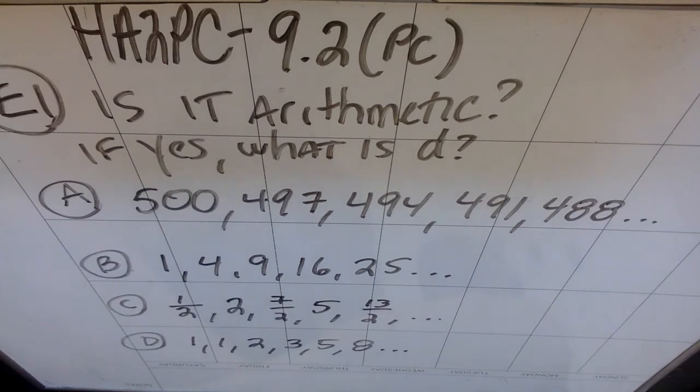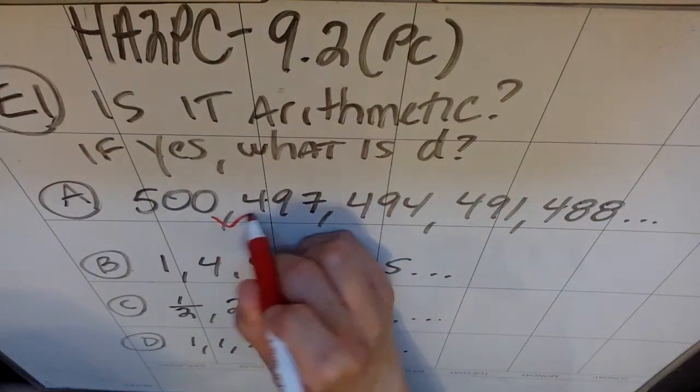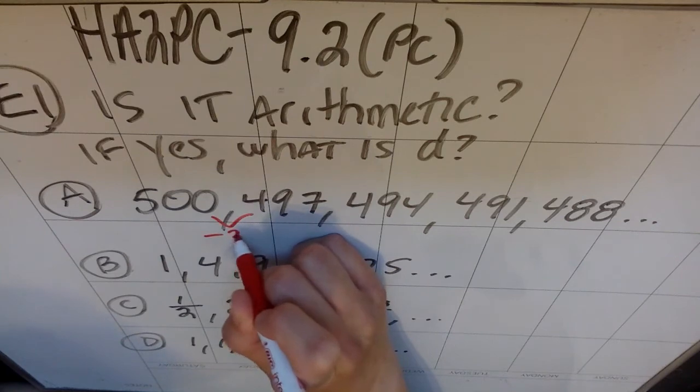Okay, cool. So I just got some random sequences, some random, some not so random. So is it arithmetic? If so, what is the common difference? Remember that in order to find the common difference, we are adding or subtracting the same number to get to each subsequent term. So to get from 500 to 497, I say to myself, oh, I would subtract 3, right?